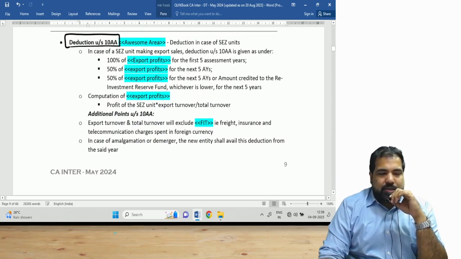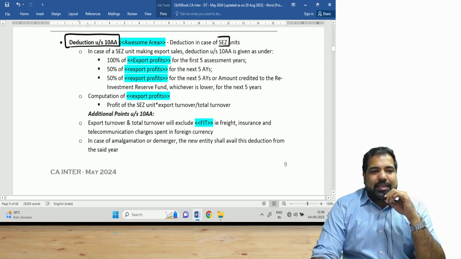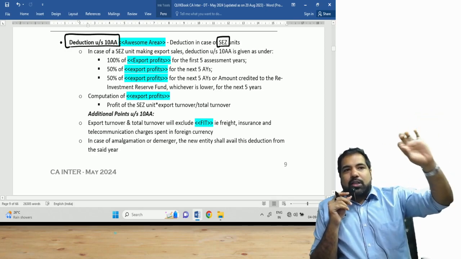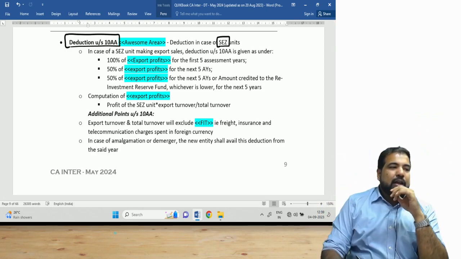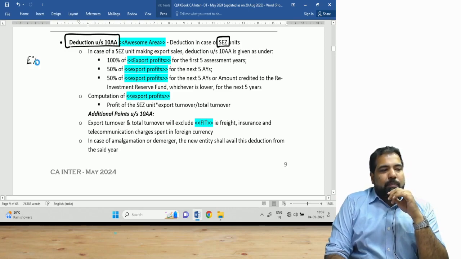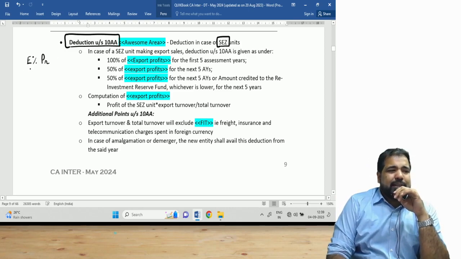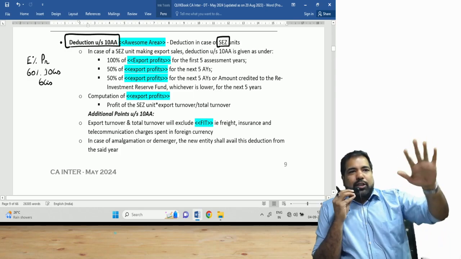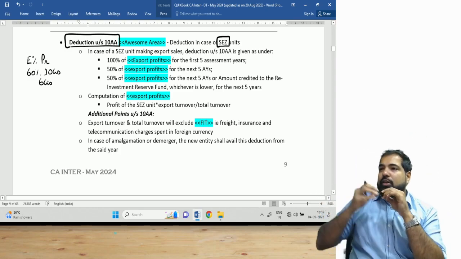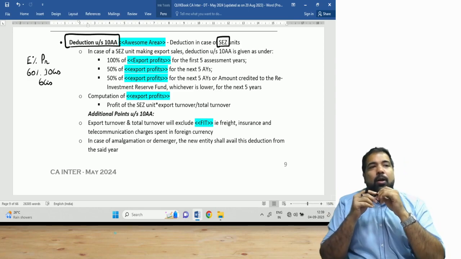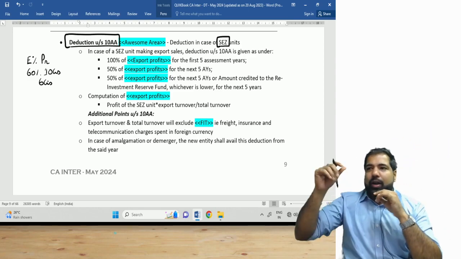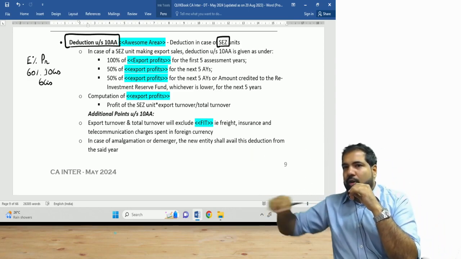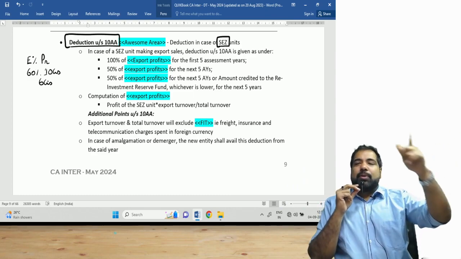Remember Kalpesh Laptops? Where did he go? SEZ, and he started exporting. Is the government thankful to him? So for 15 years, the government wants to give you a benefit. First, every year you calculate export percentage profit. Export percentage 60%, profit 10 crores. You get the deduction in the first 5 years, next 5 years, and last 5 years, with a condition that if you want, for example, a deduction of 2 crores, you have to invest that 2 crores into a separate account called Reinvestment Reserve.